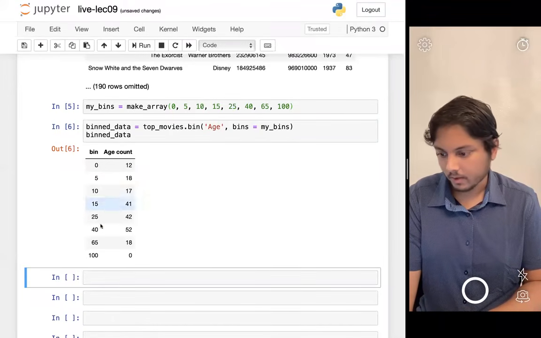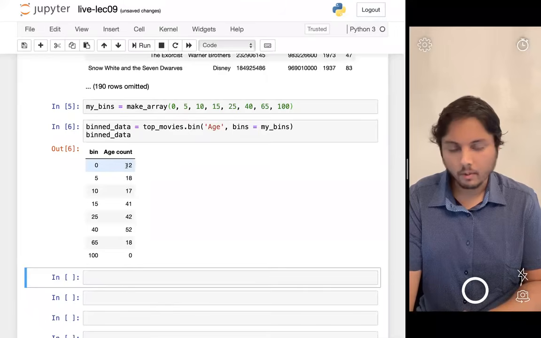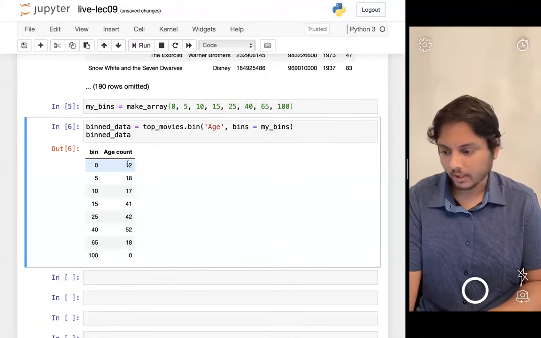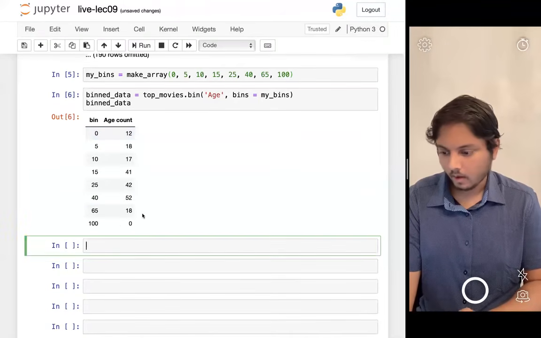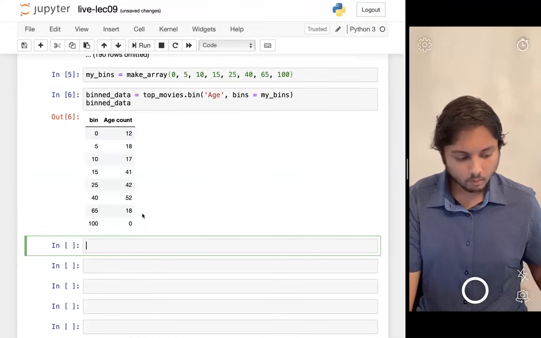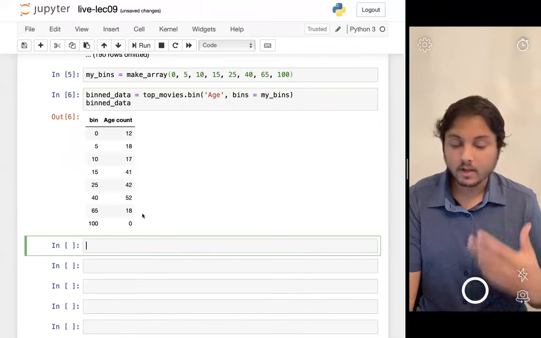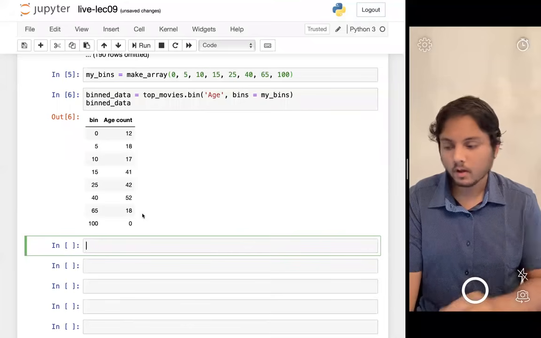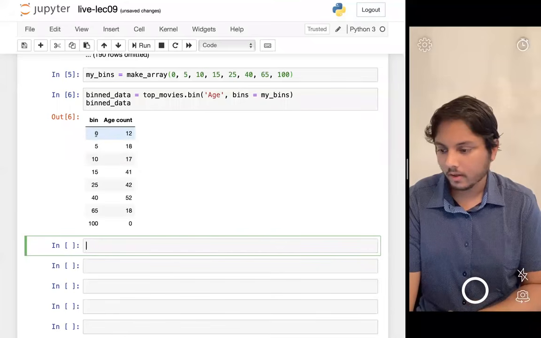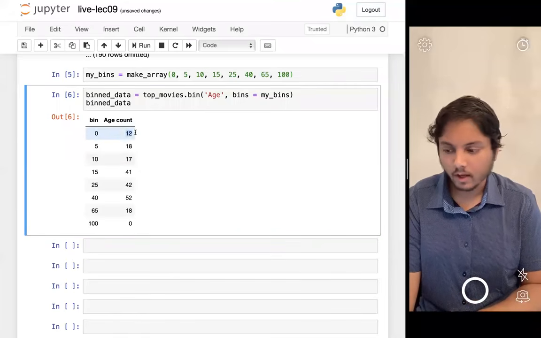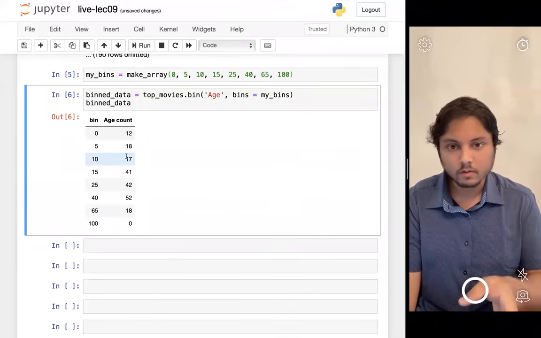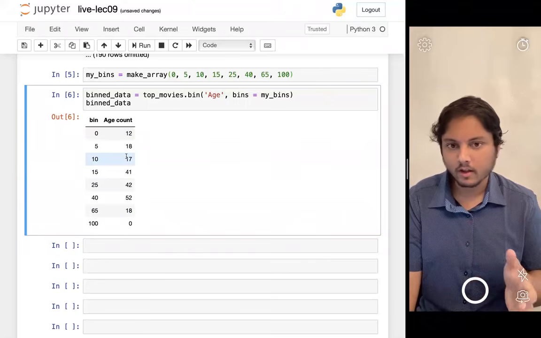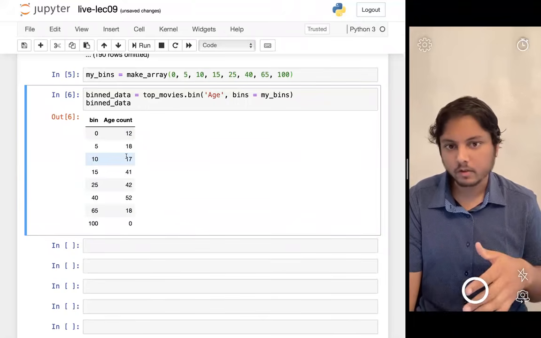And so we have the bins on the left here. We have how many movies are in each bin on the second column. And then what we said was we wanted to also calculate the percent of data that is in each bin. So from this table, we know that the 0 to 5 bin has 12 movies, the 5 to 10 bin has 18 movies. So we know how many movies are in each bin, but we just want to convert that into what percent of all the movies are in each bin.